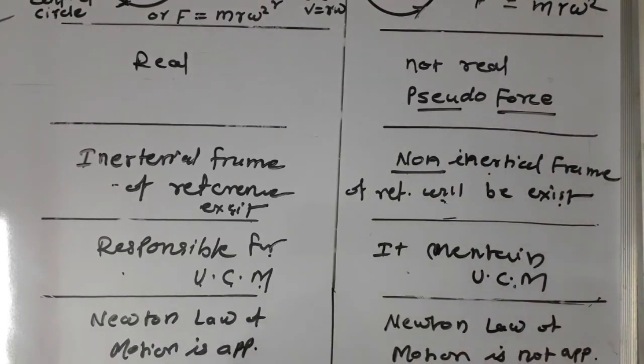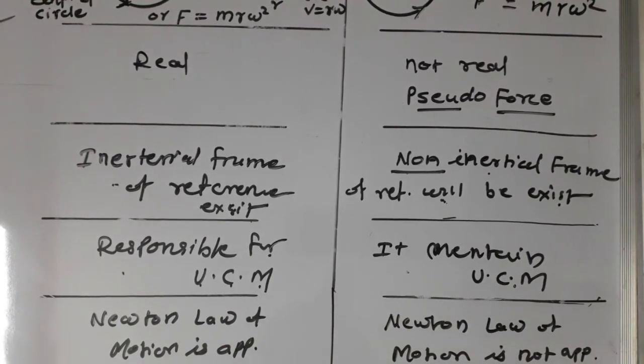Now you can write an example also. Then you can also write the formula mv square upon r. This is also mv square upon r. If you write it in vector form, this is plus, then this is minus. So this is the very important distinction between centripetal and centrifugal.